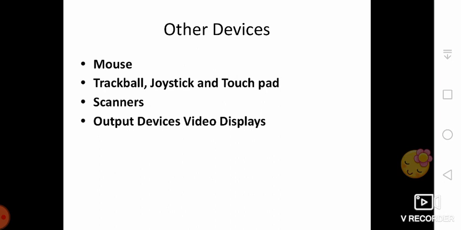Then the next ones are trackball, joystick and touchpad. A trackball can also be used as an alternative to a mouse. This device also has buttons similar to those on a mouse. It holds a large moving ball on the top. The body of the trackball is not moved; the ball is rolled with the fingers. The position of the cursor on the screen is controlled by rotating the ball.